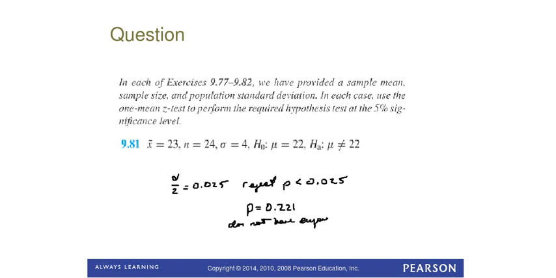We don't have enough evidence to reject, right? So we fail to reject our null hypothesis. The way we hedge our bets as statisticians is to say, well, if the claim is that the mean is 22, we don't have enough evidence to reject that claim. So there we go. This is our test in a nutshell. All right. More to come.